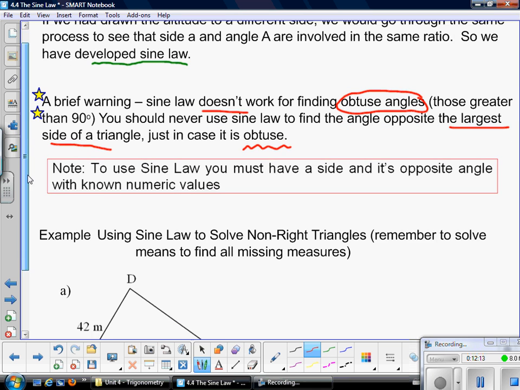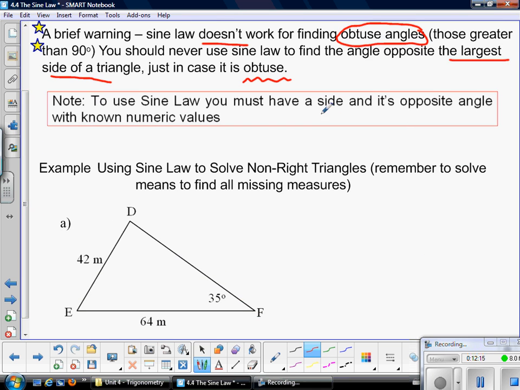Note, to use the sine law, you must have a side and its opposite angle. So if I have a triangle, I would have to know a side and the angle directly across from it. It doesn't matter which side and angle, but in order to use it, you have to know a side and its angle directly across from it.